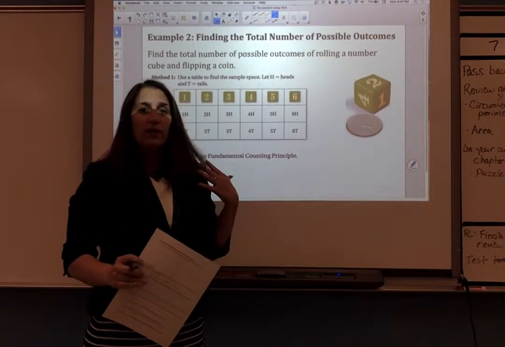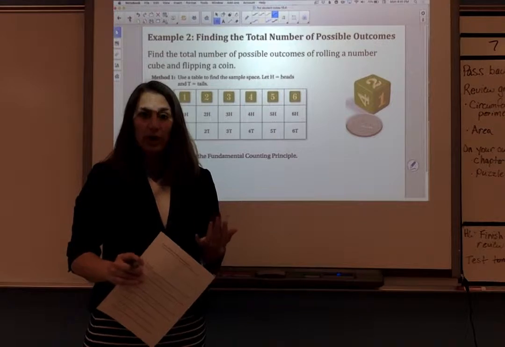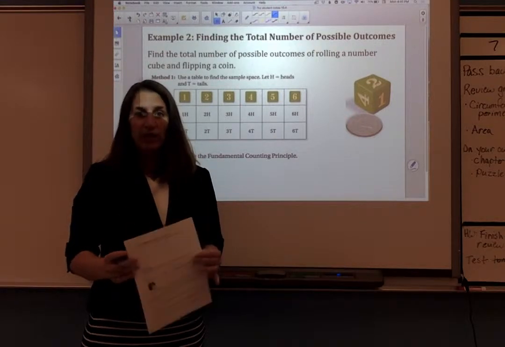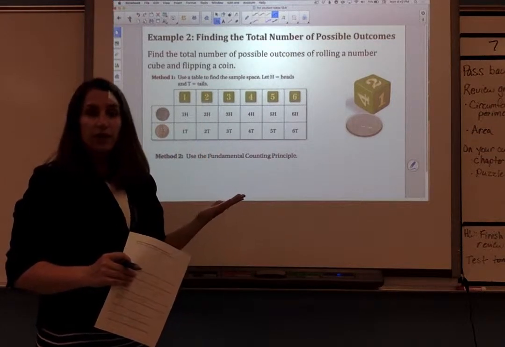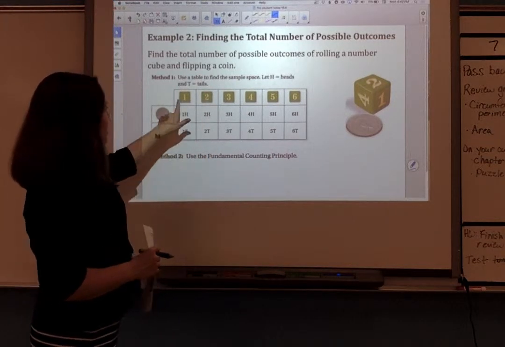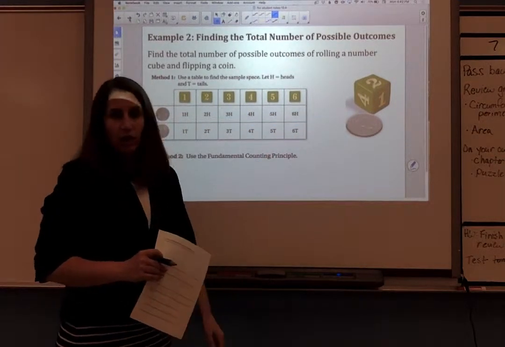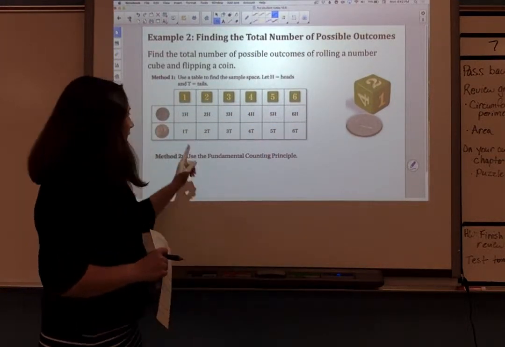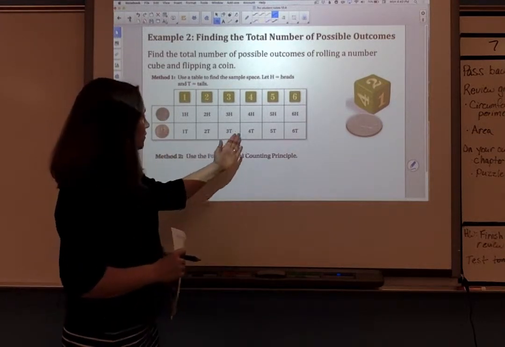Here we have, if we are going to roll a number cube, a 6-sided cube, and flip a coin, what are the total number of possible outcomes? So here's a table first to show us all of the different outcomes. We could make this table and see if we roll the cube, there are 6 possible outcomes, rolling 1 through 6. And if we flip the coin, there are 2 possible outcomes. So that's a total of 12 outcomes.